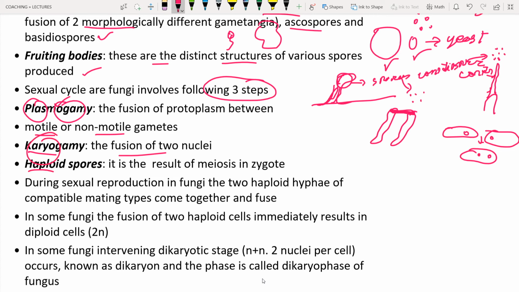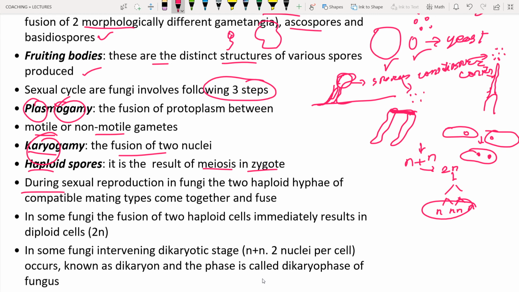Next is a haploid spore, the result of meiosis in the zygote. The genetic material will come into one cell and they will fuse. After the fusing, N plus N will turn into 2N. Next they will divide, and again they will divide. That is known as meiosis. The 2N will turn into N, N, N, and N. In total, 4 organisms are present. 4 sets will come. That is known as haploid spores, the real result of the meiosis in the zygote. The zygote is going to divide meiotically.